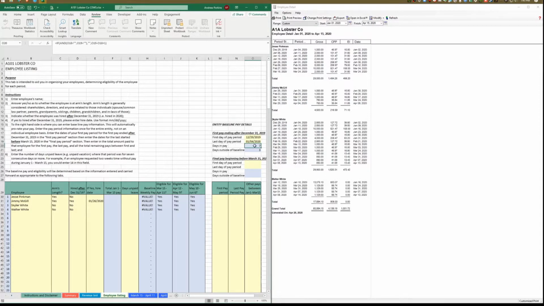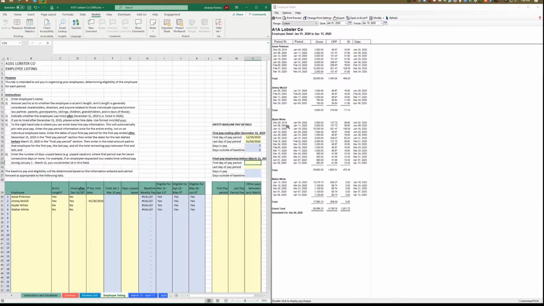So we see it calculates that there were 7 days in that pay. 3 of them fell outside of the baseline period. Now we're going to do the same procedure again for when the period ended. So we're going to enter the final pay beginning before March 15th. So again, this is where it's going to come down to the days that are covered under the pay period, not the dates of the check.